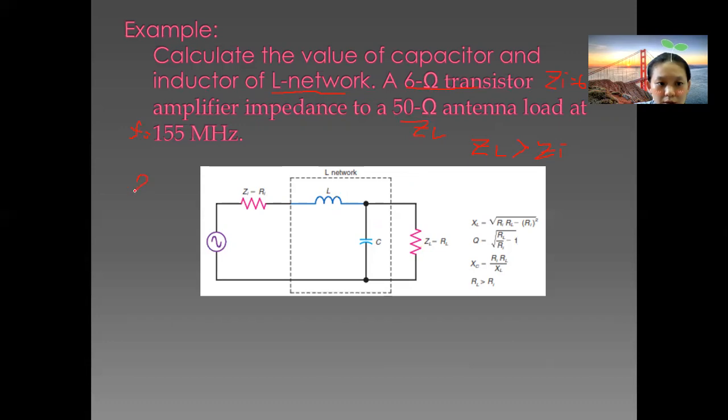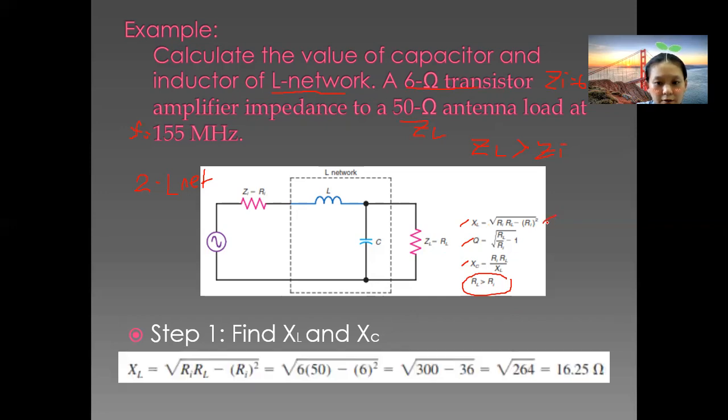Type 2, this one is the type 2 L network. Okay, we are using this type 2 L network. So start with L because we have to fulfill these conditions. We have to use this formula for XL, Q, and XC, and have to subtract our RI because RI is smaller. So first step, we find our XL by using this formula, and our XC as well.